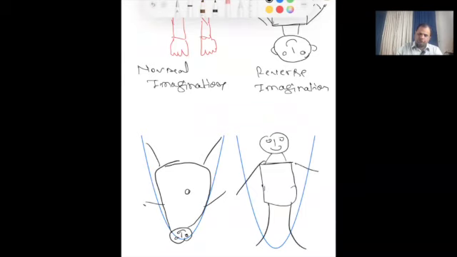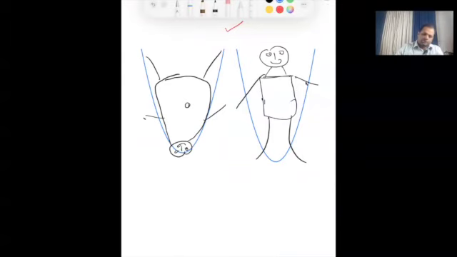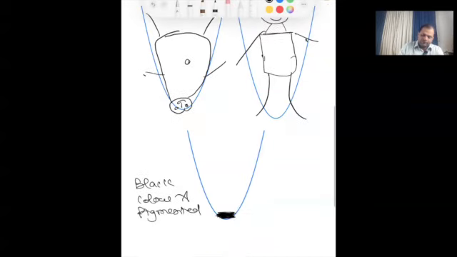So why am I telling you this? Because if a patient comes to you with a complaint, many times we have to do both types of imagination. Let's see the example. Suppose I am looking at the tongue of some patient and I can see a pigmented mark here, not the red color, the black color, and a pigmented tip of the tongue. What is the meaning of this?